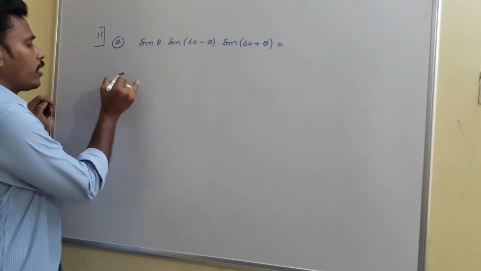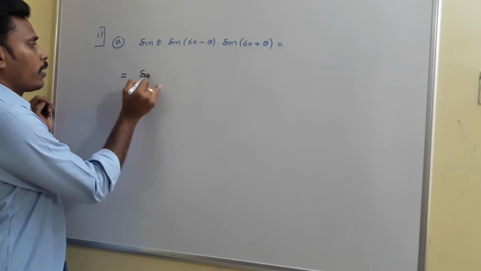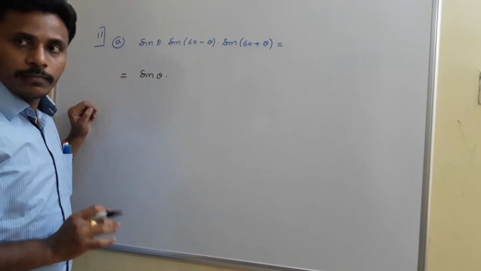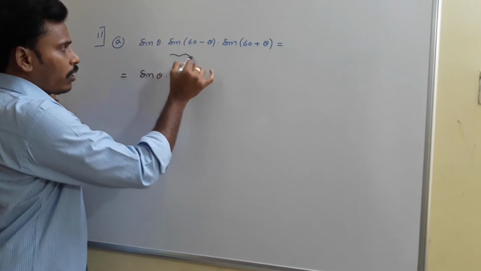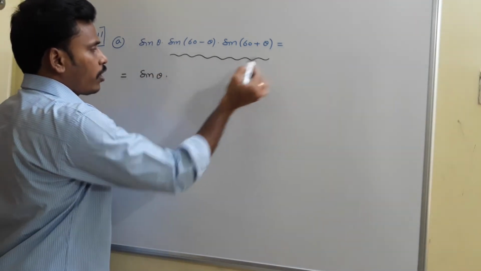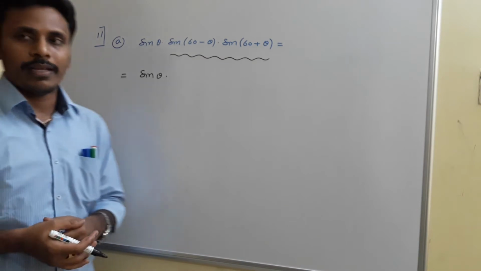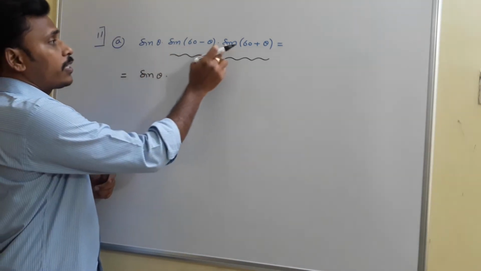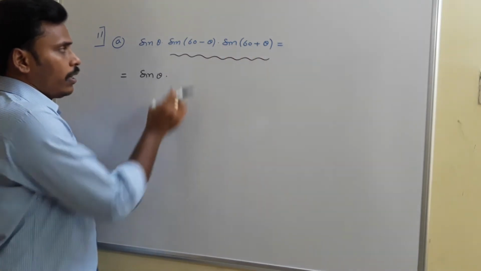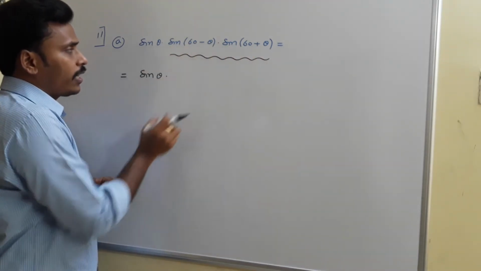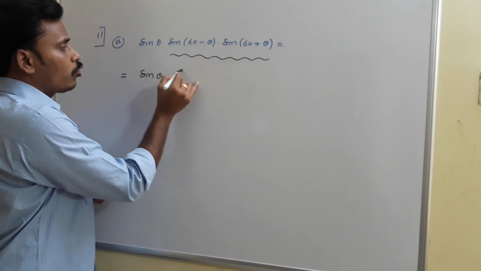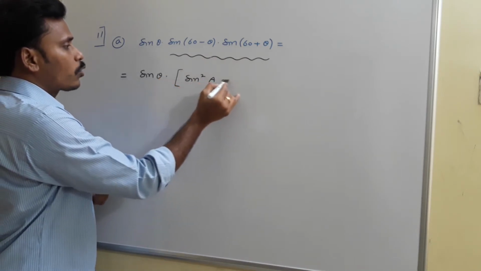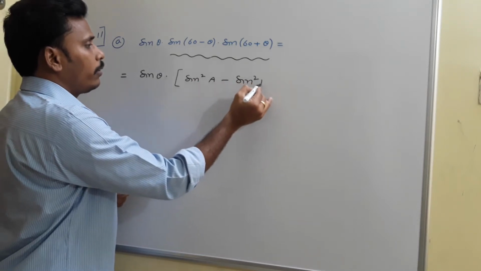See, just look there, this is equal to sin theta into, I just rewrite the sin theta like that, and now you just concentrate on this product, sin of 60 minus theta into sin of 60 plus theta, and it is of the format sin of a minus b into sin of a plus b. If a is 60 and b is theta, sin of a minus b into sin of a plus b can be written as sin square a minus sin square b.